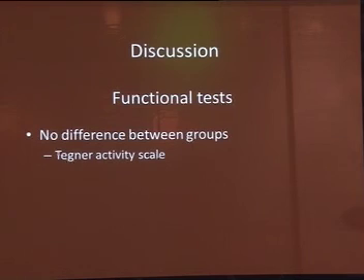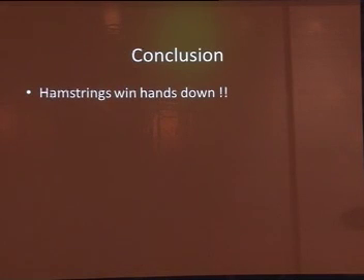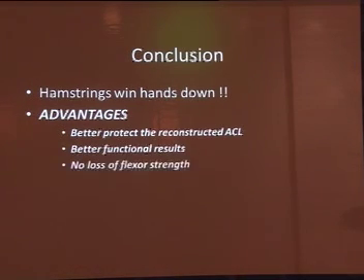Functional test. There's no difference between the 3 groups on Tegner. Hamstring groups are statistically better on single leg hop and one-leg hop. So they've won hands down. Advantages. They better protect the reconstructed ACL. Better functional results. There's no loss of flexor strength, we see that.